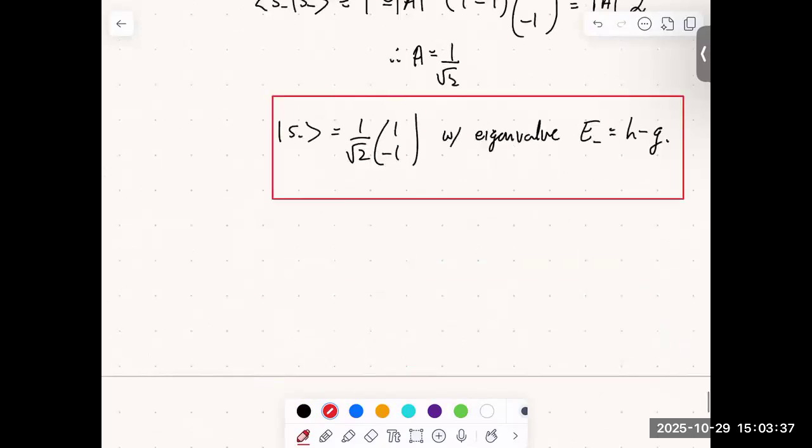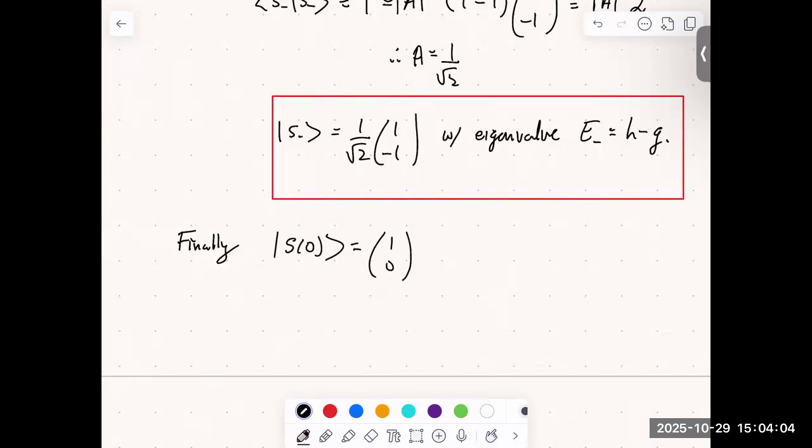Okay, so finally, we can actually answer the question they asked. And the question they asked is, what is the time dependence? What's the time evolution of this quantum state? So we were told at t equals 0, the state was (1, 0). That's what we were told.